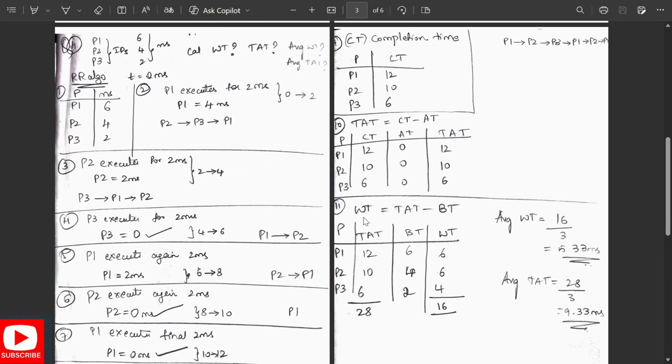Next is the waiting time. Waiting time is TAT minus burst time. TAT is all these 12, 10, 6, and the burst time is the one initially given in the question. Subtract that and you will get the waiting time. The average waiting time is the sum of the waiting times divided by the number of processes, that is 3, and the average turnaround time is the sum of the TATs of each process divided by the number of processes, that is 28 by 3, which is 9.33 milliseconds.